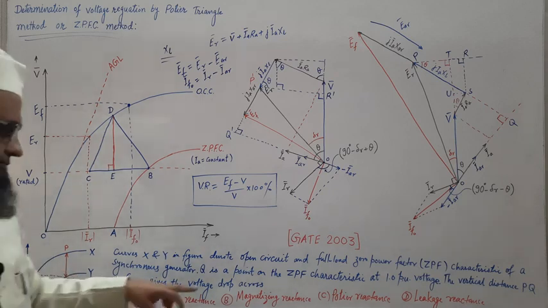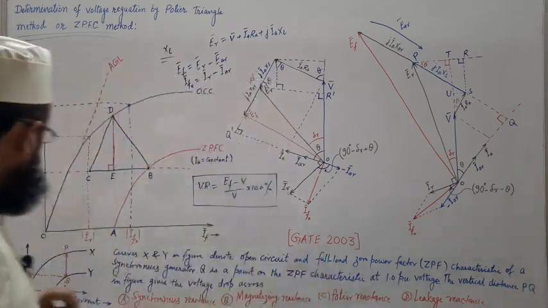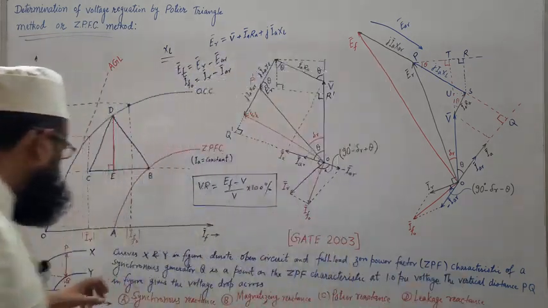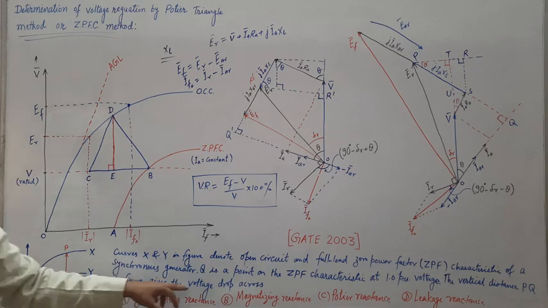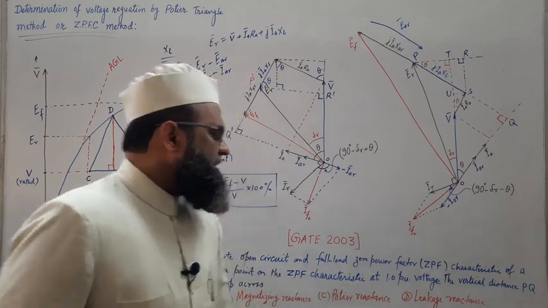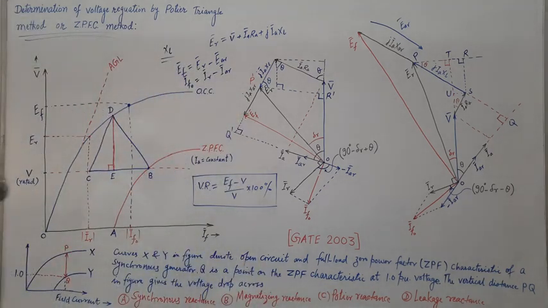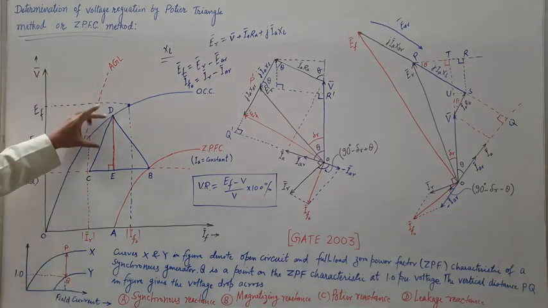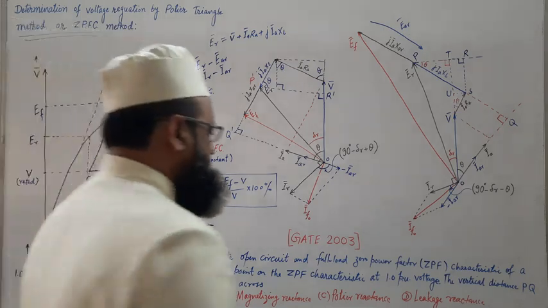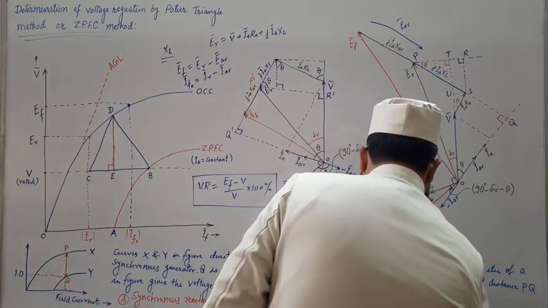On ZPFC, at 1 per unit voltage, 1 per unit voltage means rated terminal voltage, the vertical distance PQ, this PQ in figure, gives the voltage drop across. Four options are there: synchronous reactance, magnetizing reactance, Potier reactance, leakage reactance. Quickly tell me, what is the answer? So this PQ corresponds to this side of Potier triangle DE, and we know that this gives leakage reactance drop. So hope you have marked your answer in your mind as option D.